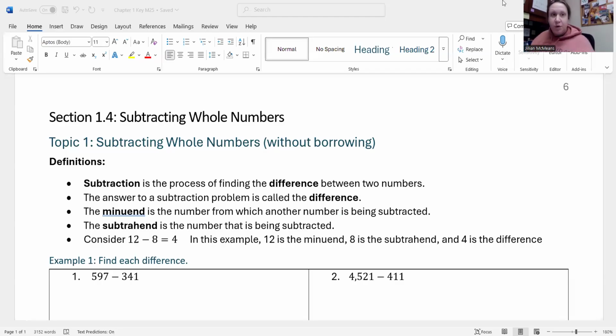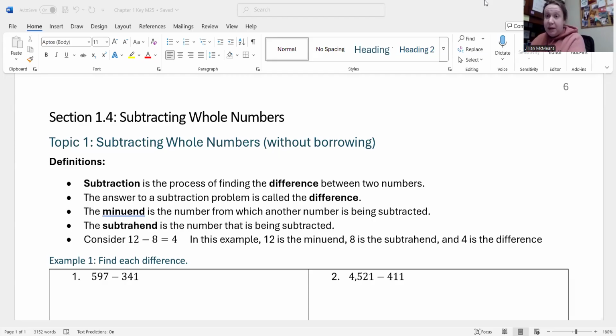In our next section, we're going to discuss subtracting whole numbers. And for this first video, for topic 1, we're going to subtract whole numbers without borrowing. Before we dive in, we have a few definitions. Subtraction is the process of finding the difference between two numbers.